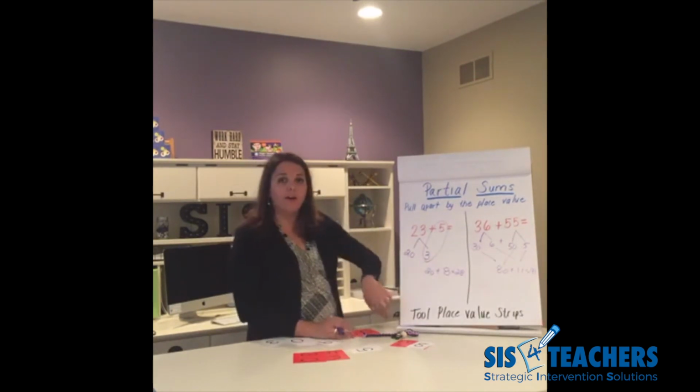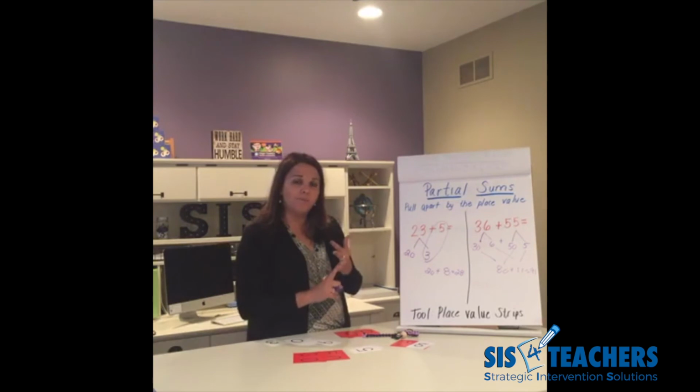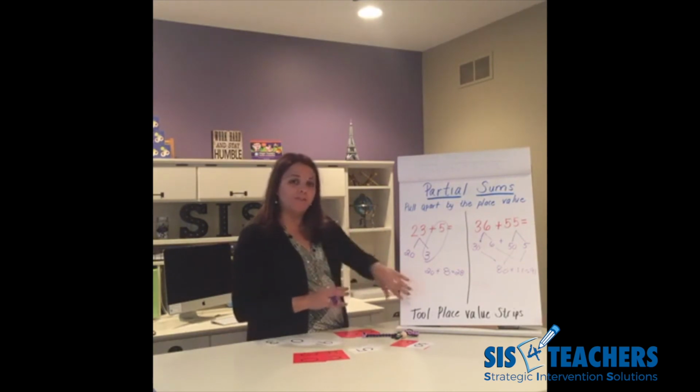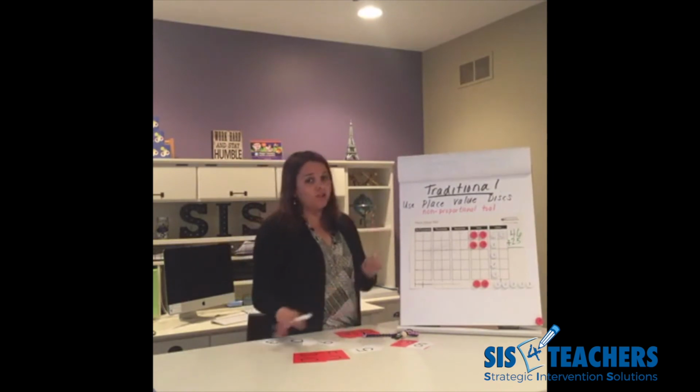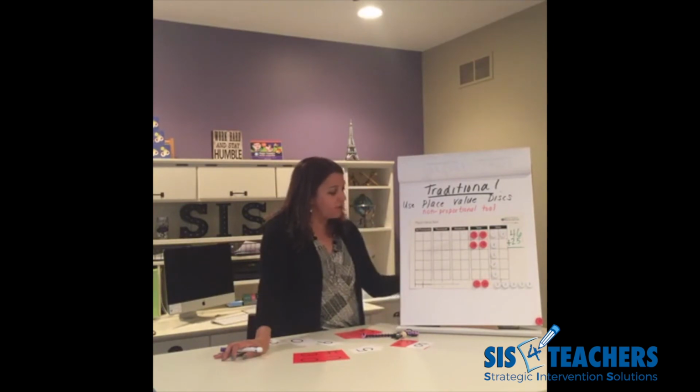So far we've had decomposing and composing, we've had compensation, we've had partial sums. The last one we're going to do is the good old traditional method. In the traditional method, a lot of us use base 10 blocks, which is known as a proportional tool. A proportional tool is really great in children's understanding. One of the things that we add in, though, is a non-proportional manipulative. The non-proportional manipulative that we're going to use today is the place value discs.